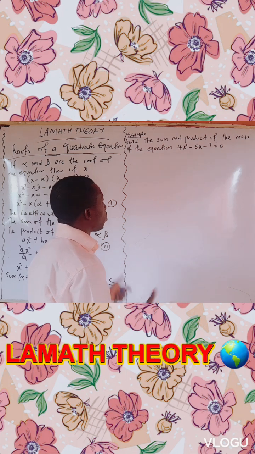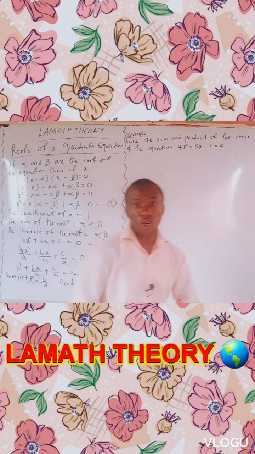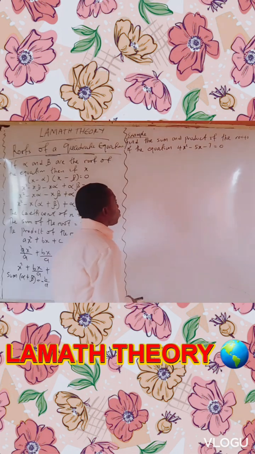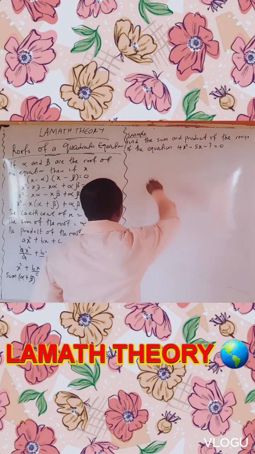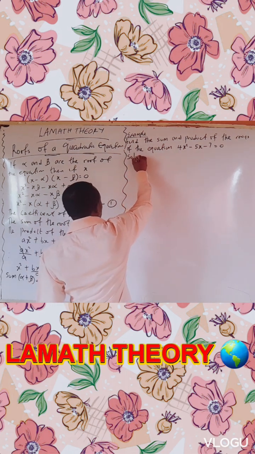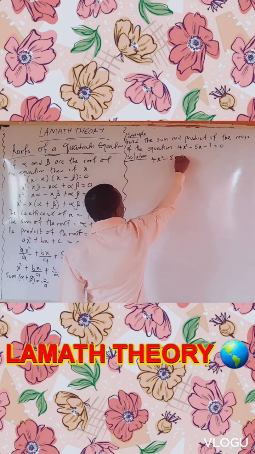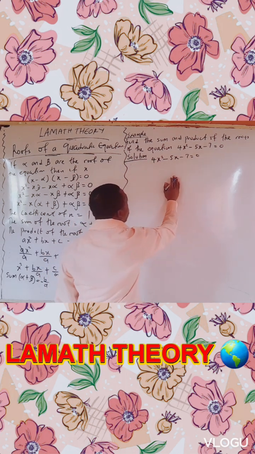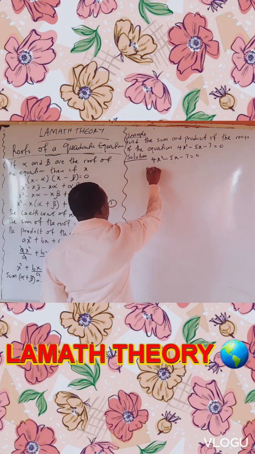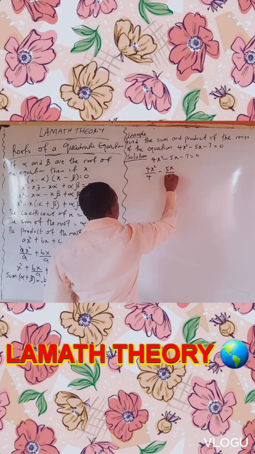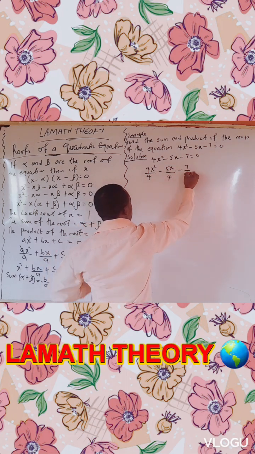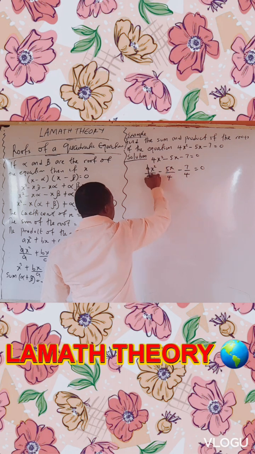4x squared minus 5x minus 7 equals 0. So solution: we have 4x squared minus 5x minus 7 equals 0. So I'm going to divide through by 4. So we have 4x squared divided by 4 minus 5x over 4 minus 7 over 4 equals 0. So 4 cancels 4.